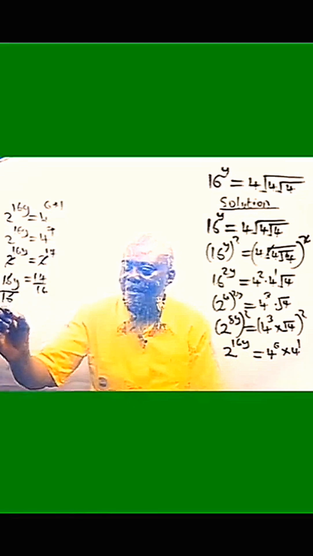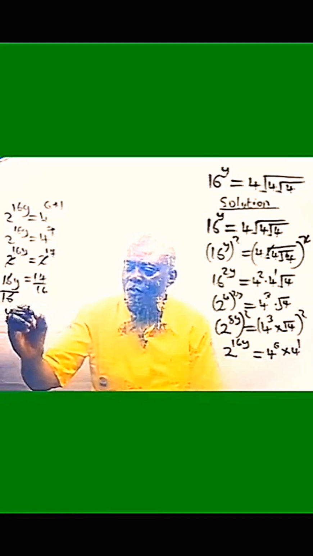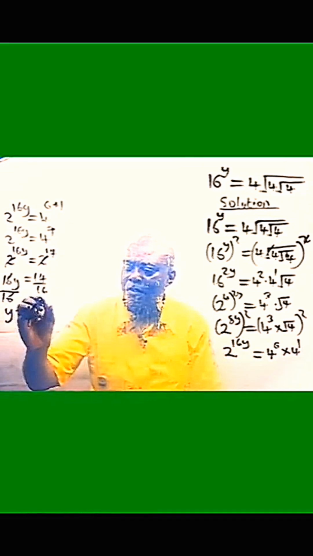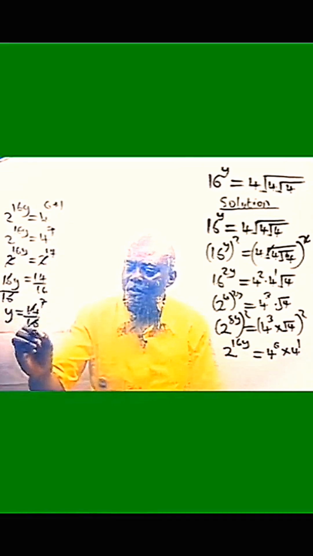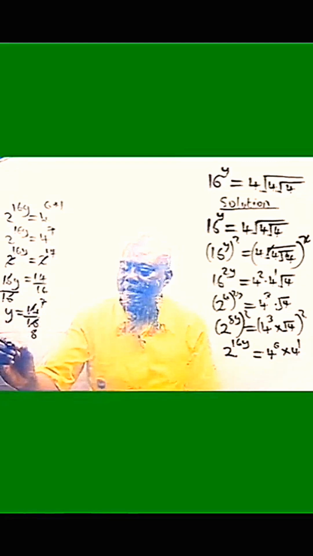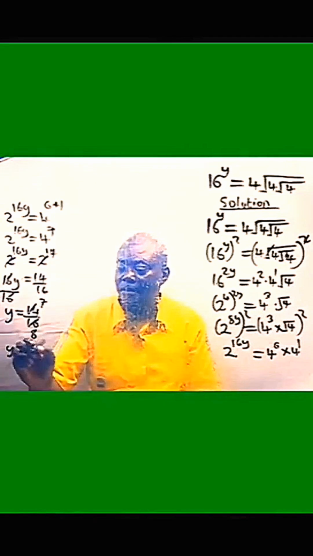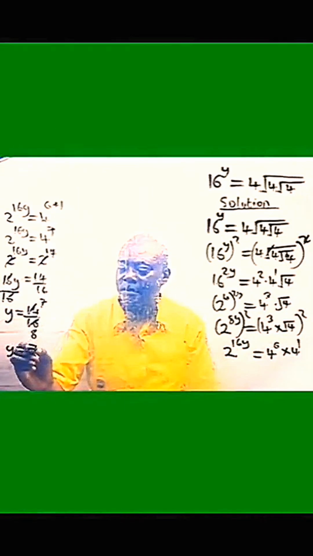So y will be equals to 14 over 16. 2 here, 7. 2 here, 8. Therefore, y is equals to 7 over 8.